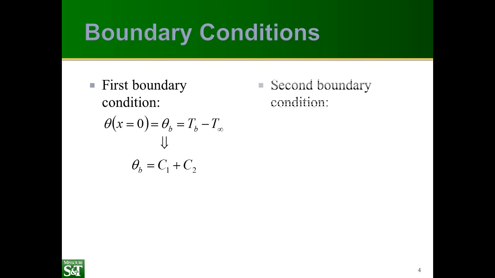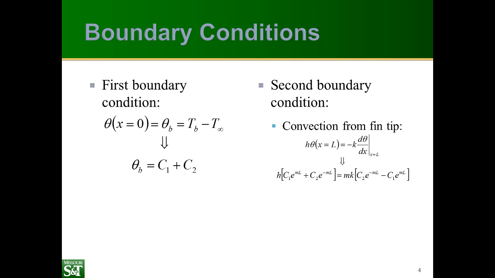Then we need to define the second boundary condition, and there's four possible cases. Convection from the tip of the fin, adiabatic tip, which means no heat transfer. We can say that the end of the fin has a constant temperature, or we can say the fin is infinitely long. So we're going to start with convection. That gives us convection heat transfer equals conduction heat transfer at the end of the fin, and allows us to write a second equation that relates C1 and C2.